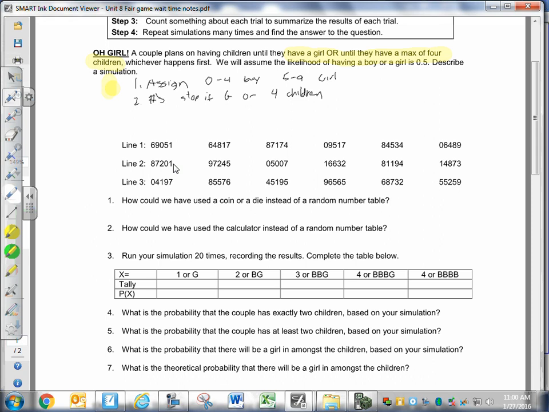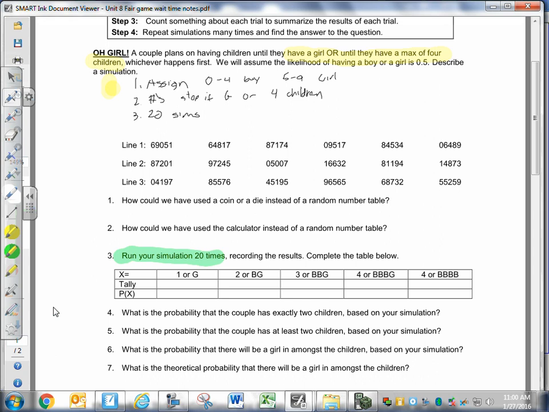Number 3, how many simulations do we want? Write down here, number 3, run your simulation 20 times. Of course, 20 is decent. The more times that we run the simulation, the better our experimental probability will match the theoretical probability.